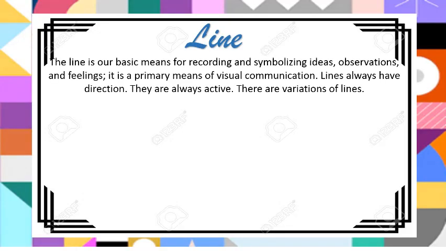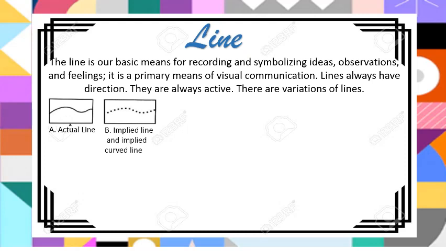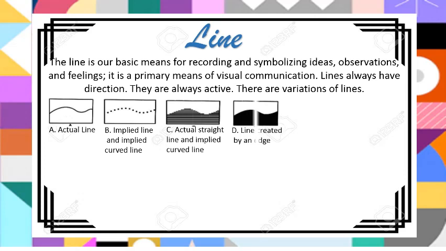Line. The line is our basic means for recording and symbolizing ideas, observations, and feelings. It is the primary means of visual communication. Lines always have direction. They are always active. There are variations of lines, which are actual straight line and implied curved line.